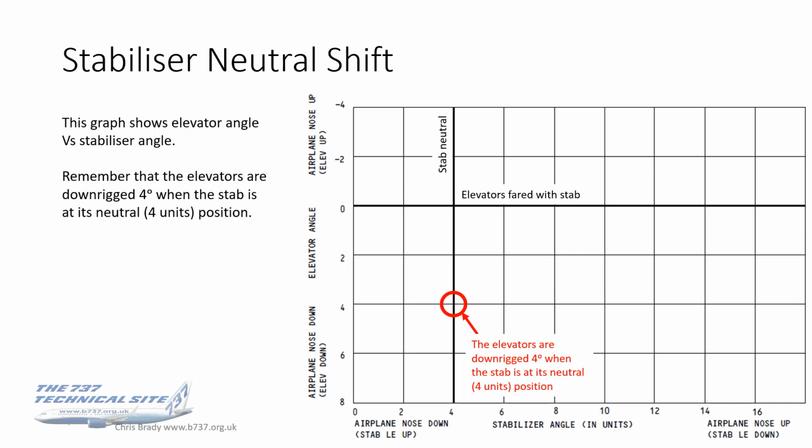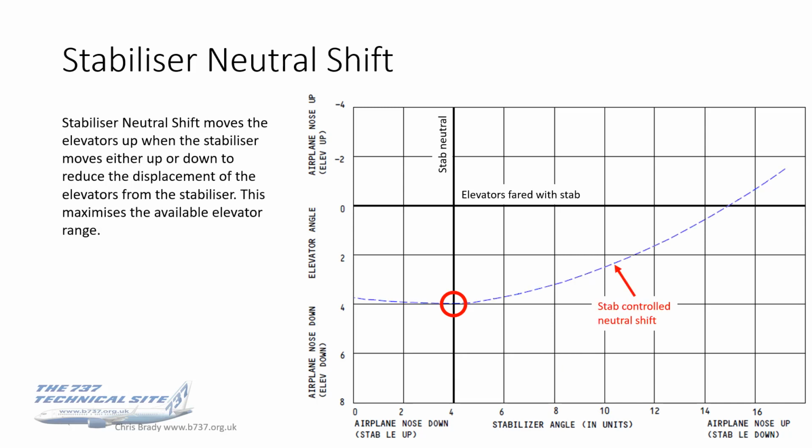But remember that the angle of the stab is 0 at 4 units. So I've highlighted on there a stab neutral line and an elevator's third with the stab line. The red circle is where the elevators are when the stab is at its neutral position, because the elevators are downrigged 4 degrees. So that's kind of your datum point.